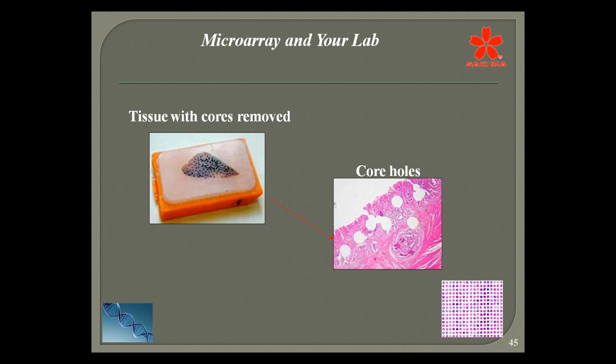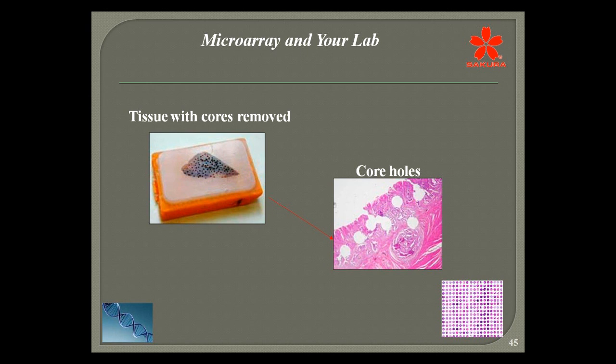This is just showing a block that has had the cores removed. You can see it looks pretty well absorbed. It's had lots of cores taken for whatever purpose. And so yes, there will be holes left. If you go back to make a recut, if you can recut it, you'll have lots of little holes. And I put an image here showing you the core holes in the H&E.